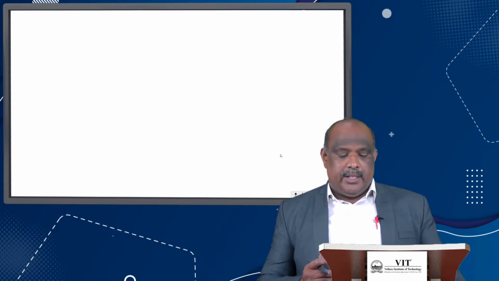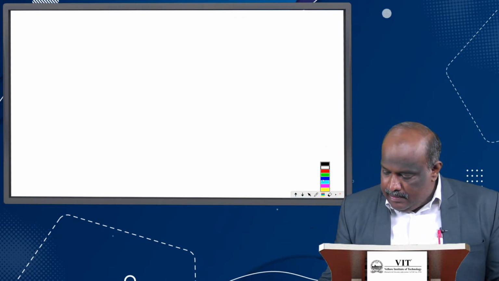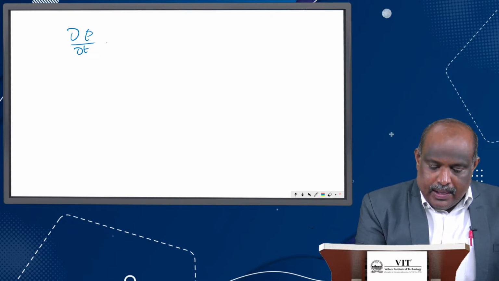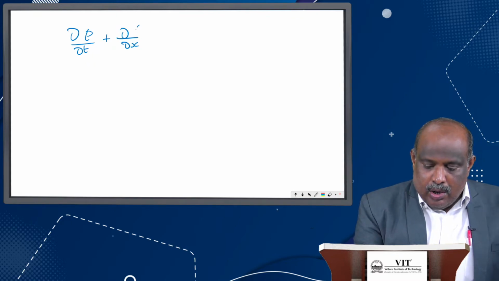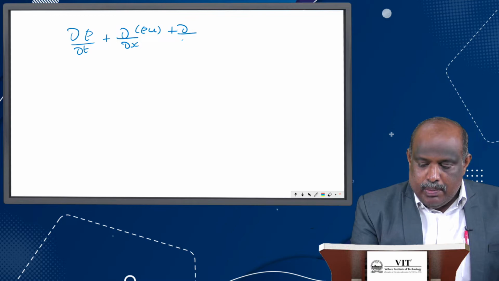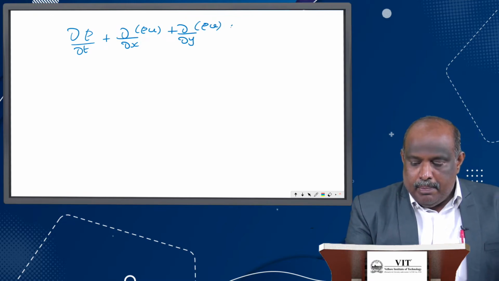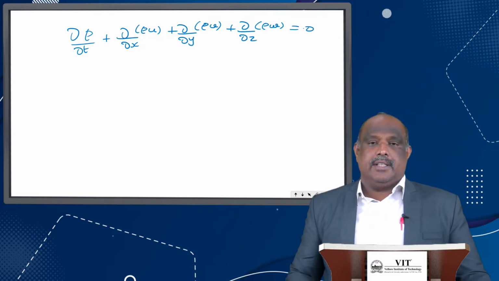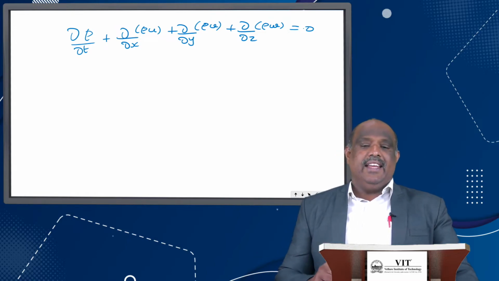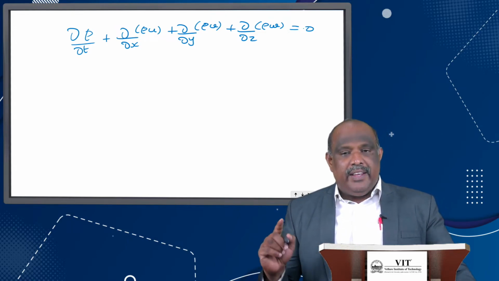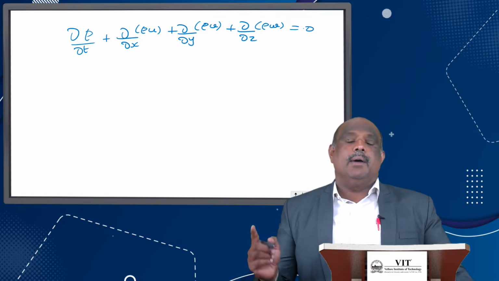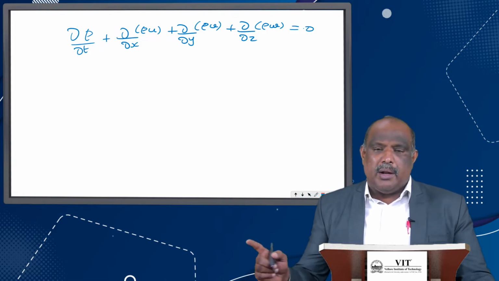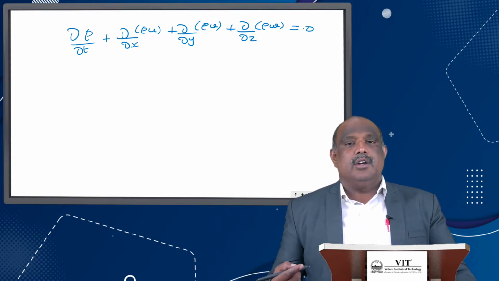Now let us write the continuity equation. So what is the continuity equation? Dou rho by dou t plus dou by dou x of rho u plus dou by dou y of rho v plus dou by dou z of rho w is equal to 0. This is my continuity equation. Here I am going to substitute for Ue, Uw, Vn, Vs, Wt and Wb. If this value comes to be 0, then my values are right. If it is not equal to 0, I have to go for the iteration.